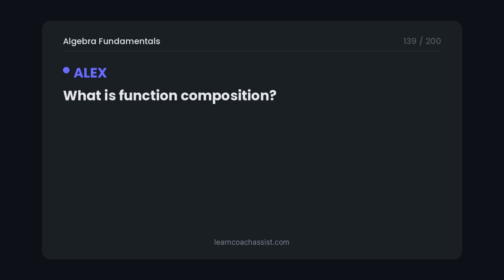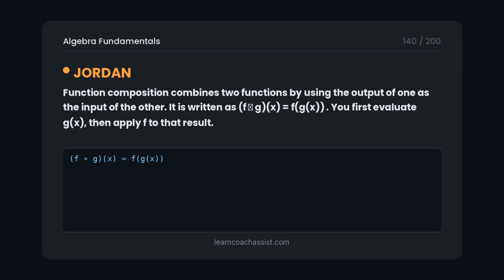What is function composition? Function composition combines two functions by using the output of one as the input of the other. It is written as (f ∘ g)(x) = f(g(x)). You first evaluate g(x), then apply f to that result.